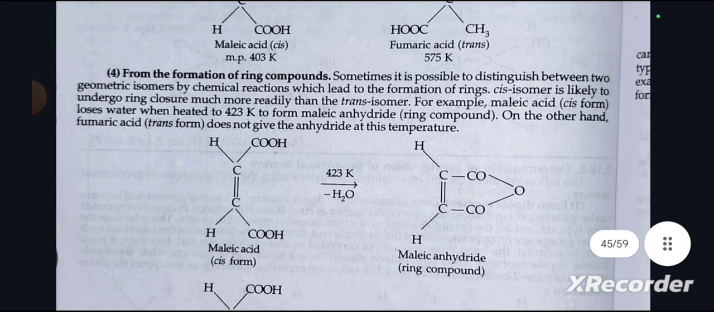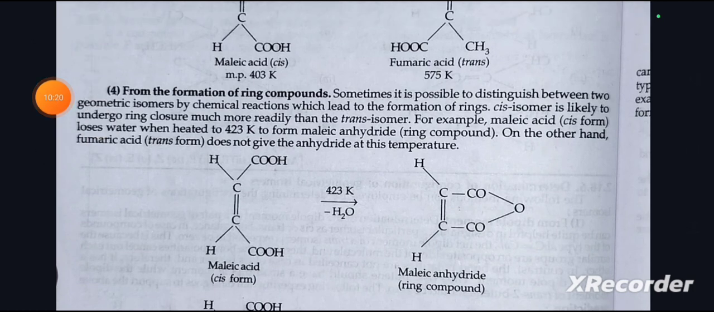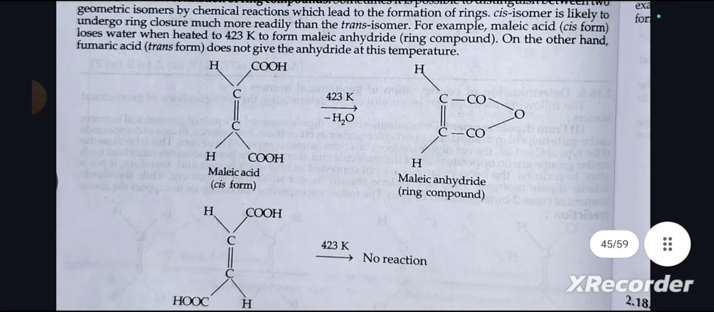Fourth, from the formation of ring compounds. Sometimes it is possible to distinguish between two geometrical isomers by chemical reactions which lead to the formation of rings. The cis isomer is likely to undergo ring closure much more readily than the trans isomer. For example, maleic acid, the cis form, loses water when heated to 423 Kelvin to form maleic anhydride, a ring compound. On the other hand, fumaric acid, the trans form, does not give the anhydride at this temperature. HOOCCH=CHCOOH, maleic acid, cis form, at 423 Kelvin and minus H2O gives maleic anhydride, a ring compound.